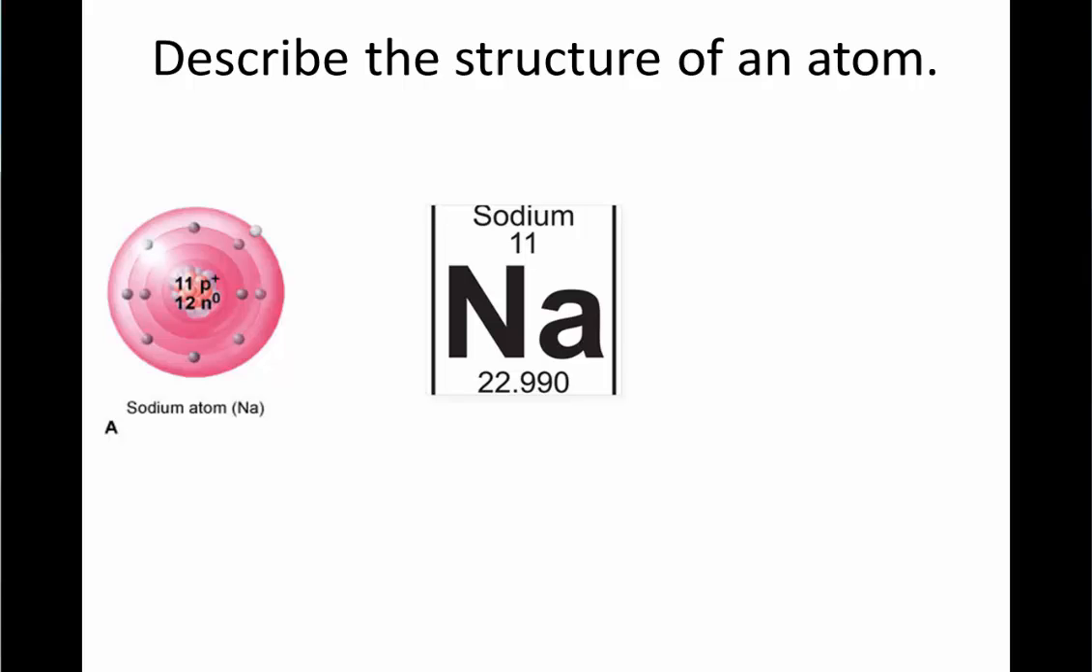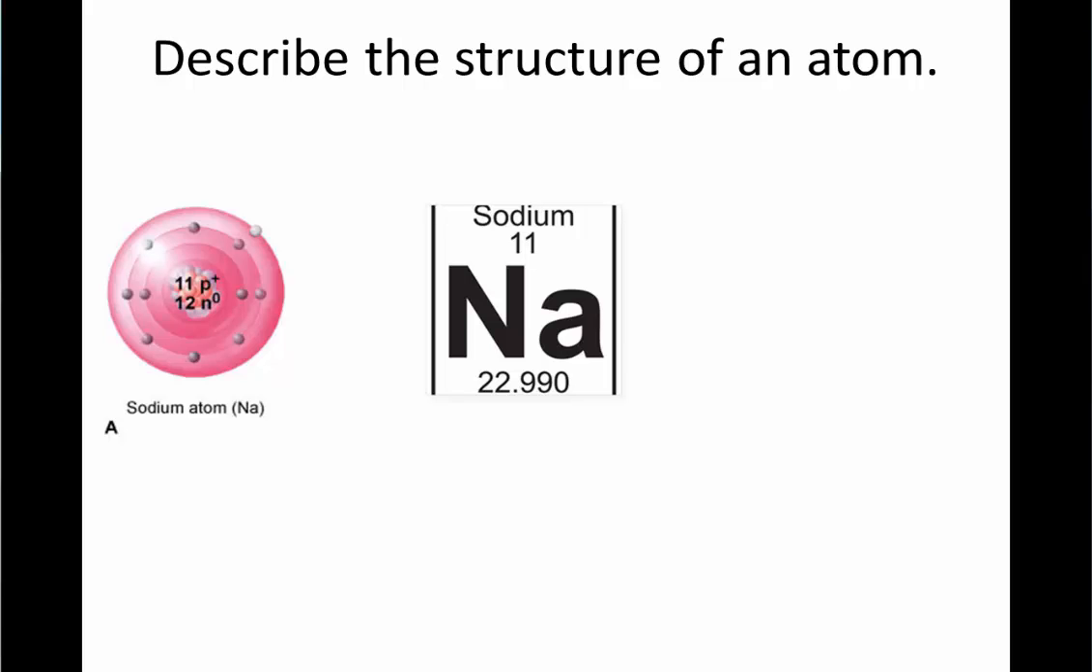All the elements of the periodic table have different atomic numbers, and those numbers indicate that they all have a different number of protons. As you read along the periodic table, each element has one more proton in its nucleus than the last element did. For sodium, it has 11 electrons as well.